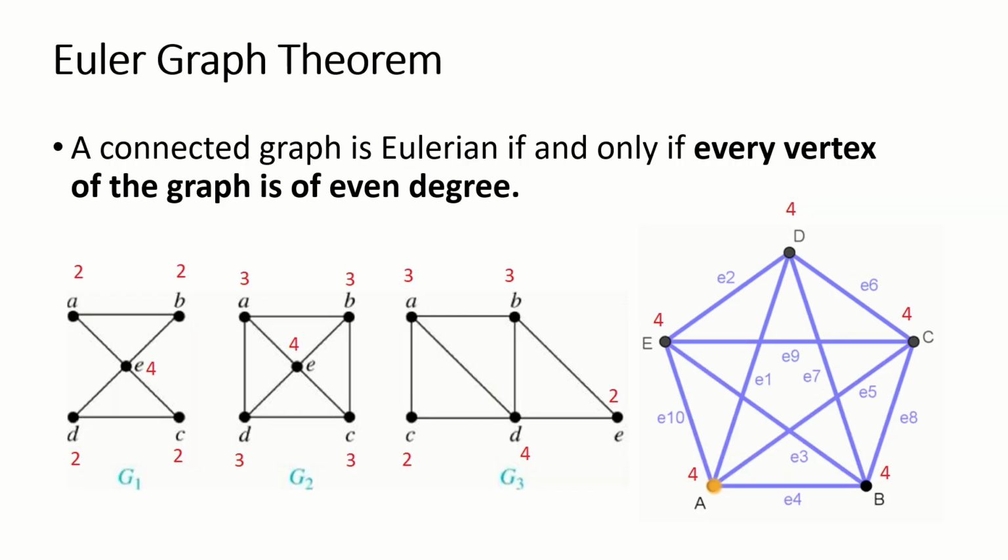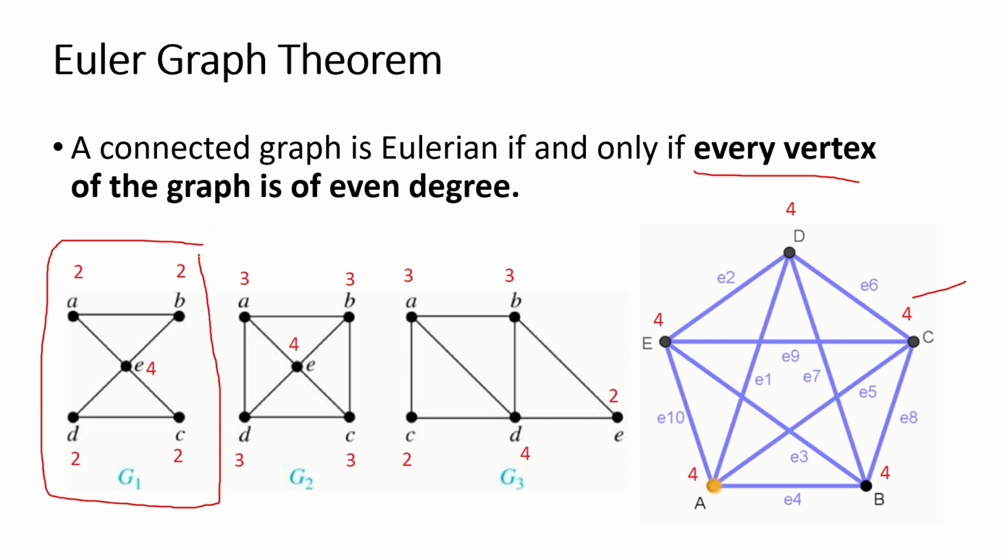Now we have a theorem that will tell us if a graph is Eulerian or not. So a connected graph is Eulerian, meaning it has an Euler circuit, if and only if, take note of this, every vertex of the graph is of even degree. Now going back to our example, look at this. Every vertex has an even degree.